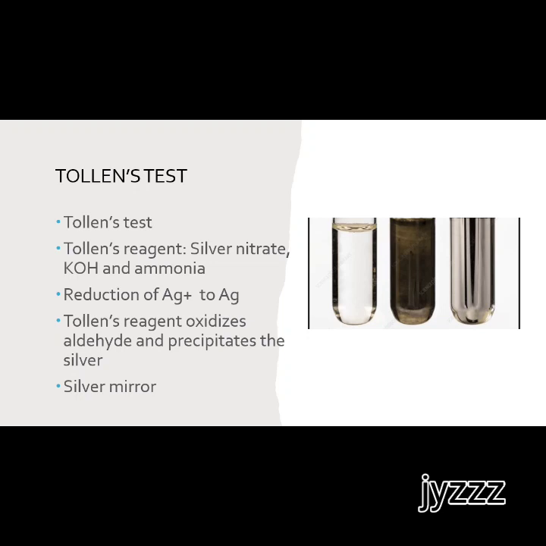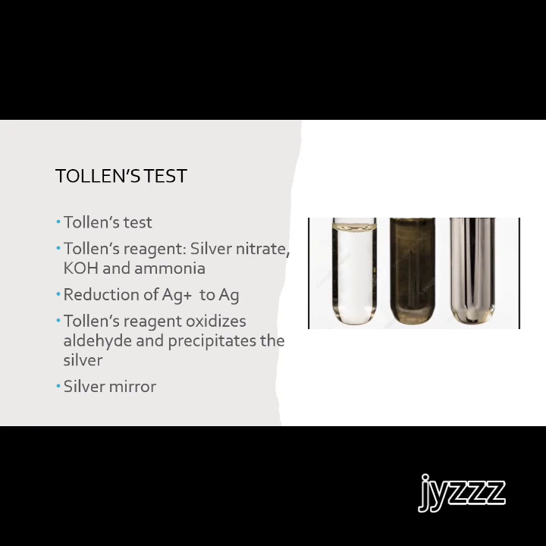Your silver ion is reduced to silver metal, which deposits as a thin film on the inner surface of the glass. Your aldehydes give a gray-black precipitate or a silver mirror. In the presence of the oxidized aldehyde, the silver ion is reduced to silver metal, giving you a positive result of a silver mirror.